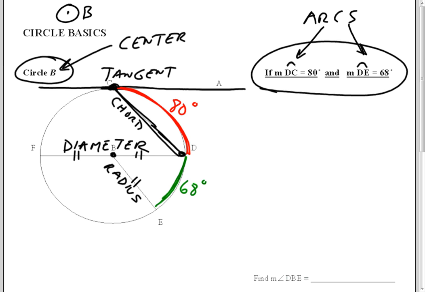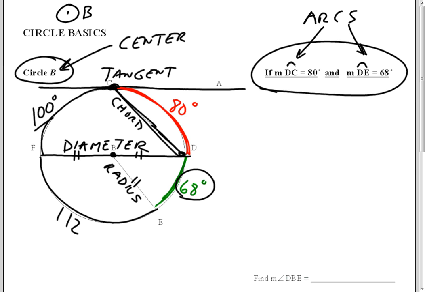What's the whole circle? 360. What's half the circle? 180. So if this is the diameter, and that's 80, what would F to C be? Wouldn't that be 100? If half the circle is 180 and you already know the 80, don't go by looks. It looks like they're equal. You go by numbers. If that's 80, then this one's 100. If this is 68, then what is from F to E? 112. Put that in.